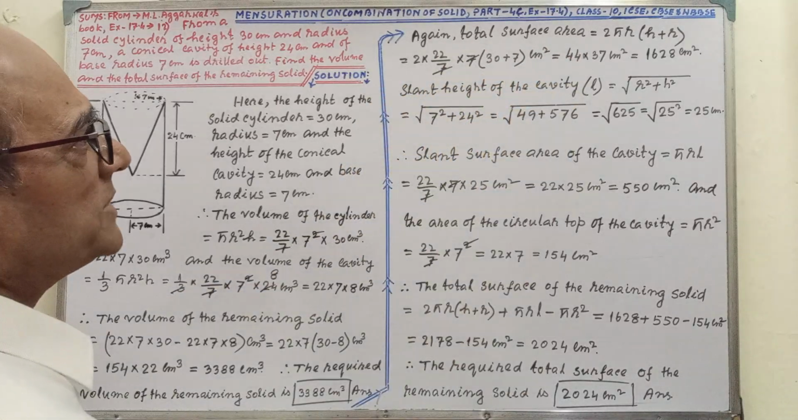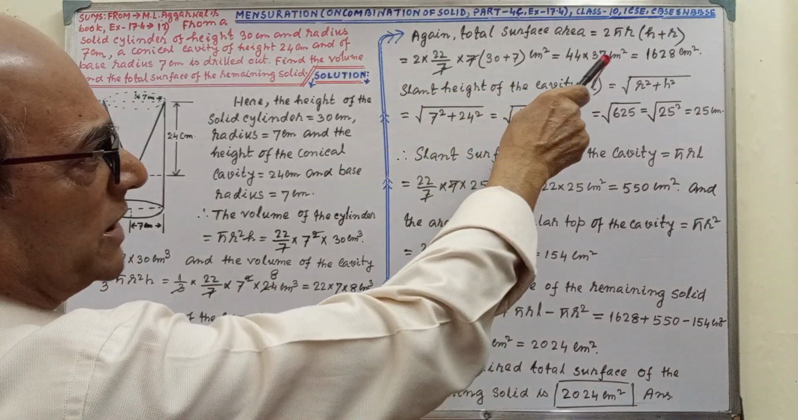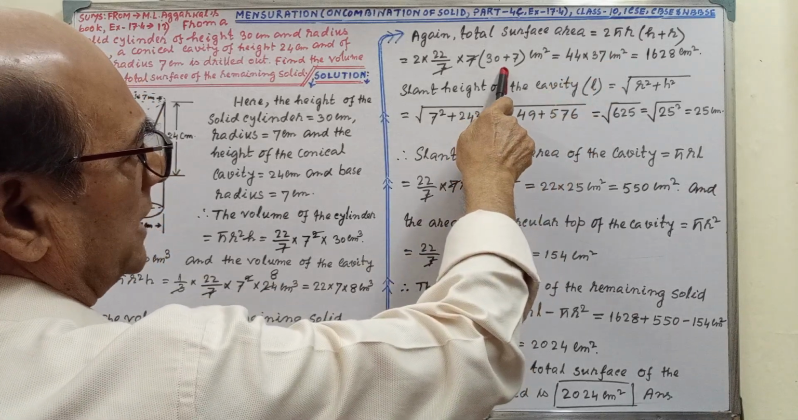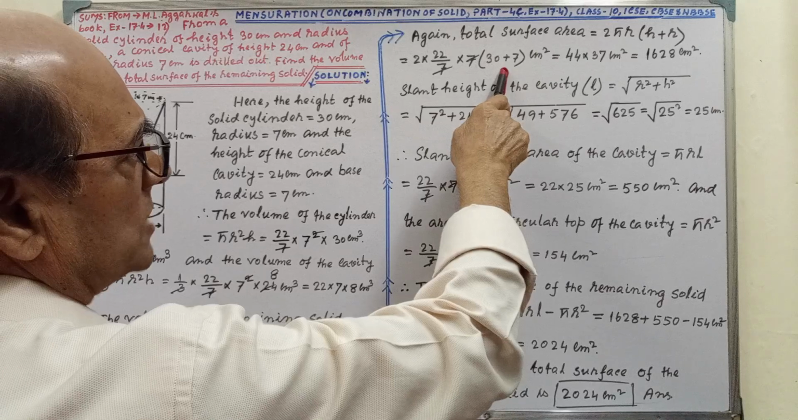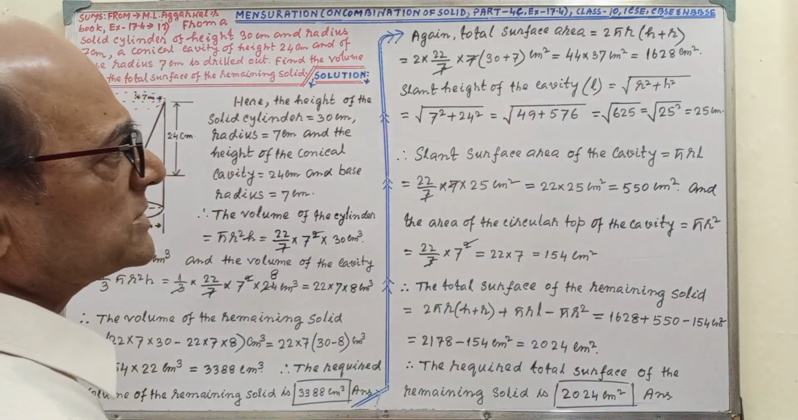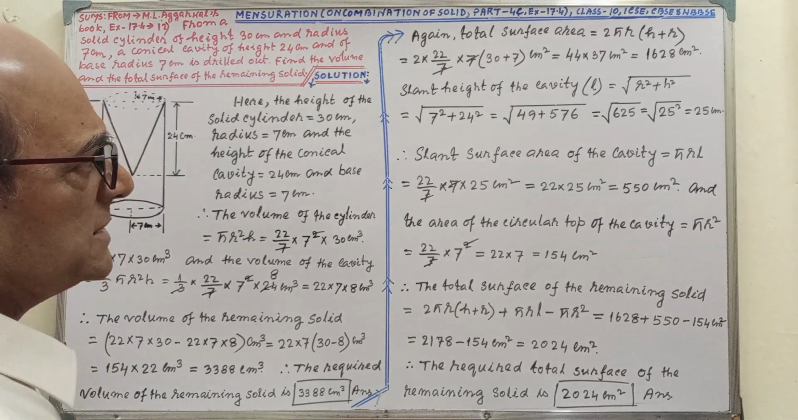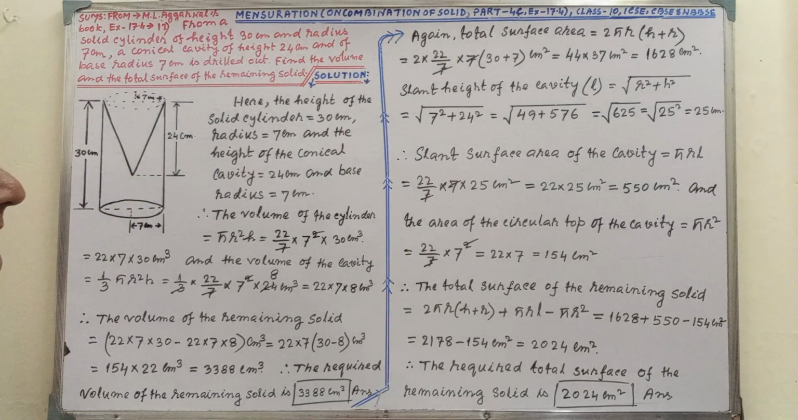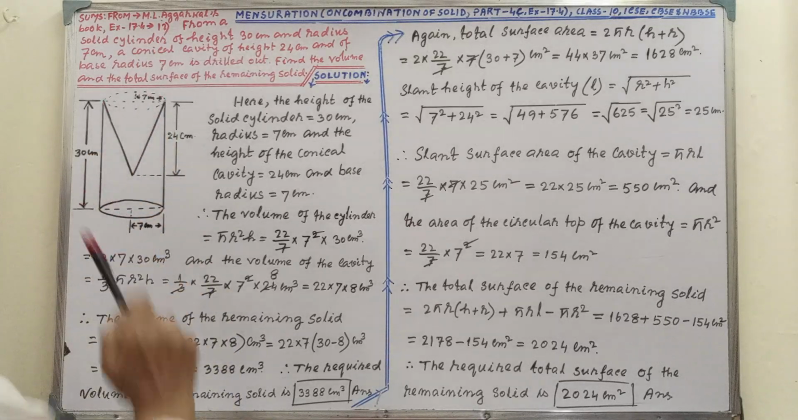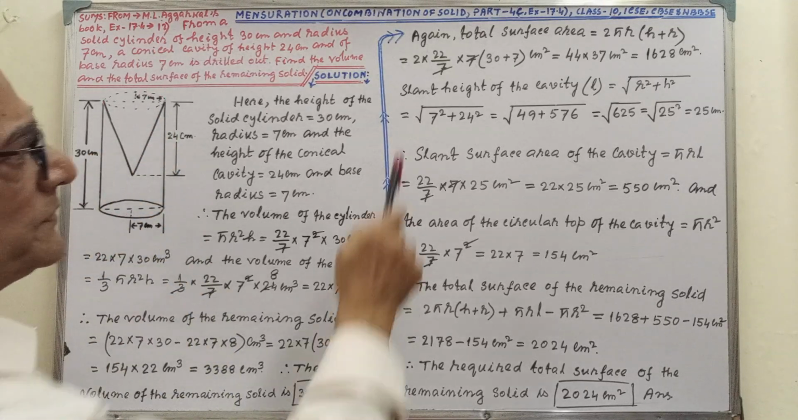The total surface area of the cylinder is 2 pi r into h plus r. This is the formula. After writing the formula, we put the relevant values. After putting and simplifying, we are getting 1628 centimeter square. That is the total surface of the cylinder, that is the curved surface and the circular surfaces.